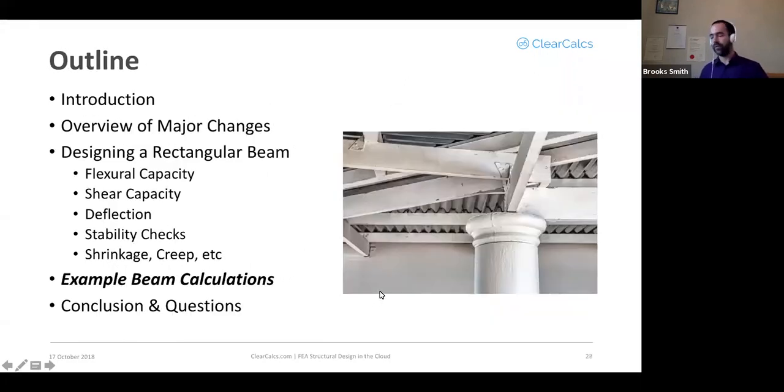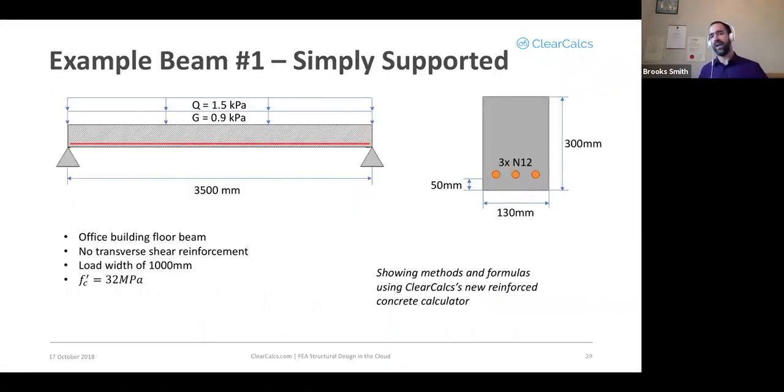So now moving on to some examples. We'll do two different examples, one a simply supported beam and two a more complex beam. First, we're just going to take just about the simplest possible beam you can imagine. There's only tension reinforcement, simply supported, 3.5 meter total span. We're going to have an imposed load and a permanent load on it, equal to 1.5 and 0.9 kilopascals, respectively. We'll assume this beam is in an office building. That's affecting the character of the imposed load.